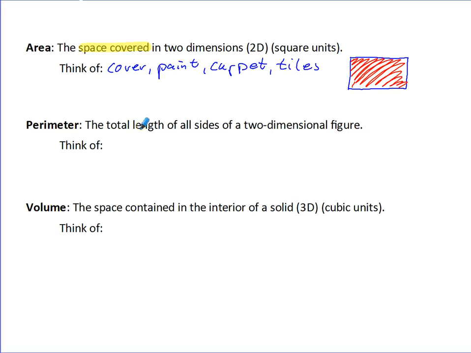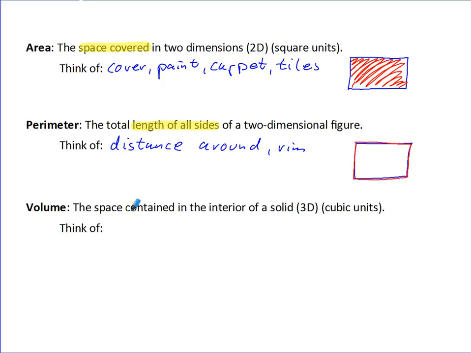Perimeter is the total length of all sides of a two-dimensional figure. And here I want you to think of, for example, the distance around an object or the rim of something. If we had a rectangle like this again, this time we would be talking about the distance around, and that is around all the sides of that object.